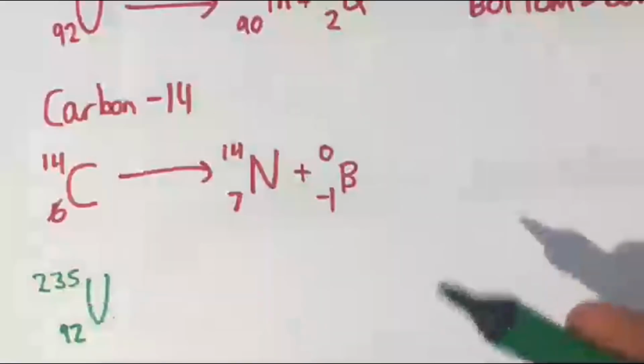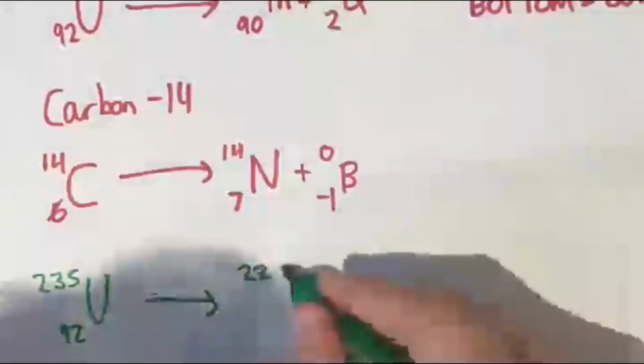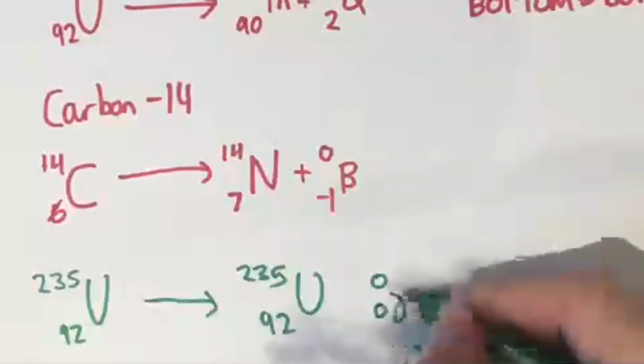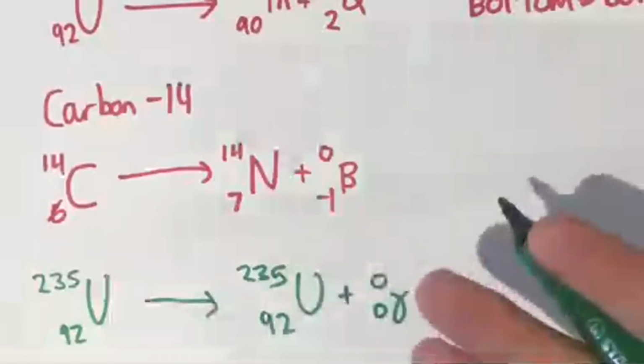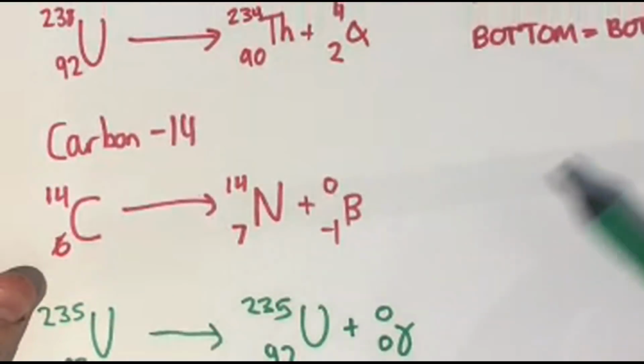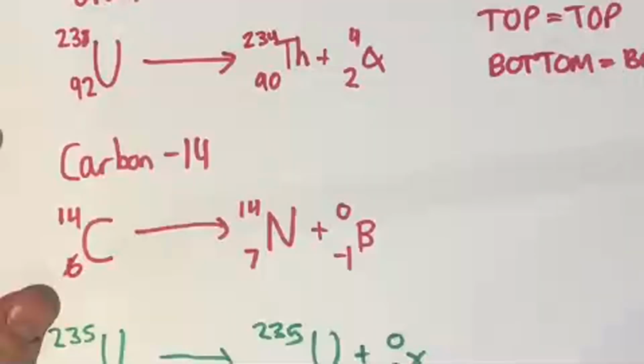So you've got 235 uranium 92. I don't know if this does gamma decay. I don't think it does, but YOLO. It's actually unaffected. You just have excess energy because gamma is not a particle, it's just energy. So you don't need to worry about that. But the key thing with all of these decay equations is that top equals top, bottom equals bottom.